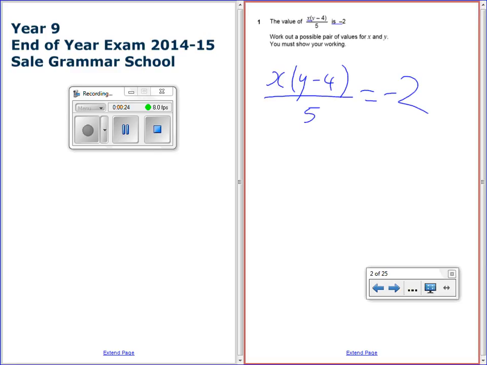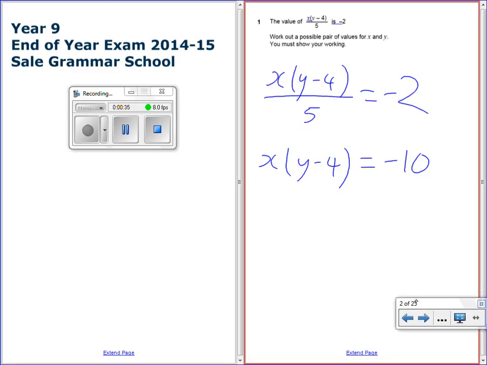So if we multiply both sides by 5, that means x multiplied by (y minus 4) must equal minus 10. And then all you're looking for now is a combination of numbers which multiply together to give minus 10. Lots of different answers here. One combination is minus 5 times 2.